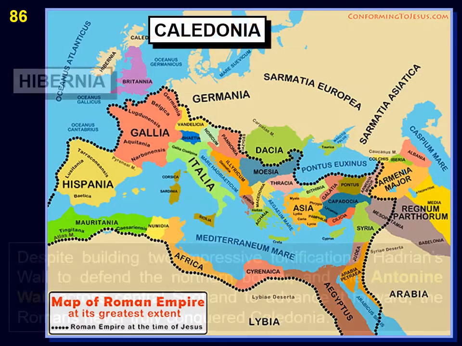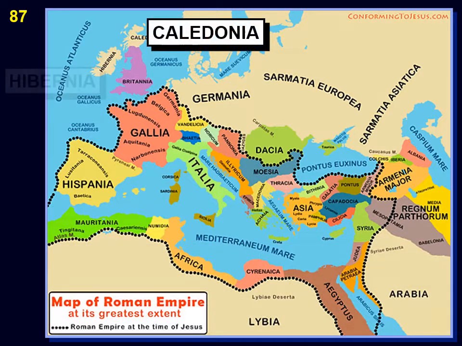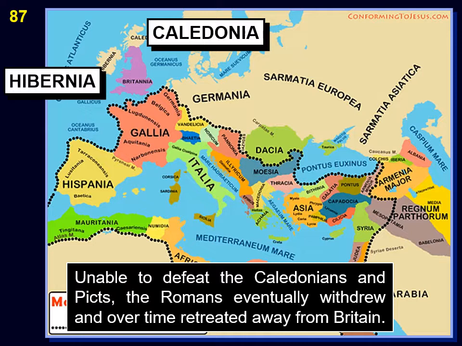Despite building two impressive fortifications, Hadrian's Wall to defend the northern border, and the Antonine Wall across central Scotland to advance it forward, the Romans never truly conquered Caledonia. Unable to defeat the Caledonians and Picts, the Romans eventually withdrew and over time retreated away from Britain.